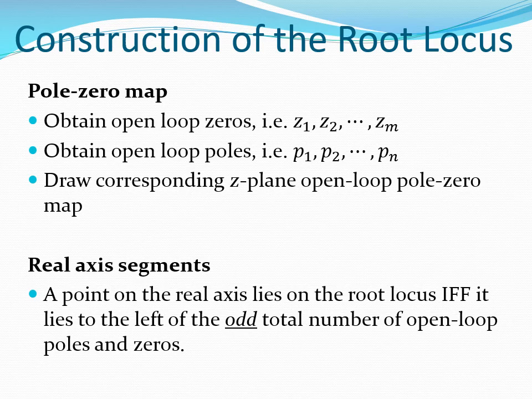The second step is to obtain the portions of the root locus that lie on the real axis. The rule is, look at the open loop poles and open loop zeros that lie on the real axis. Portions that lie to the left of an odd total number of poles and zeros lie on the root locus. Draw line segments to indicate these portions.